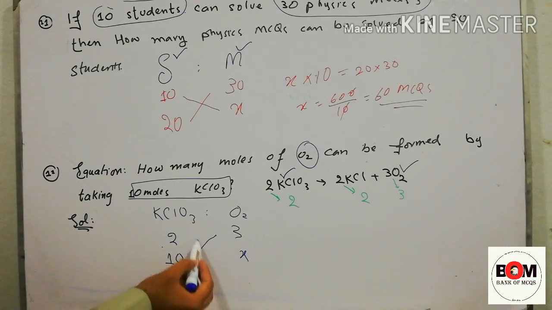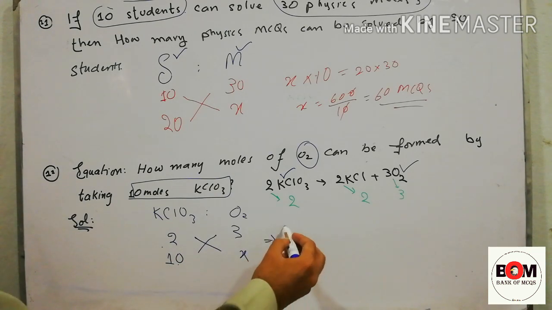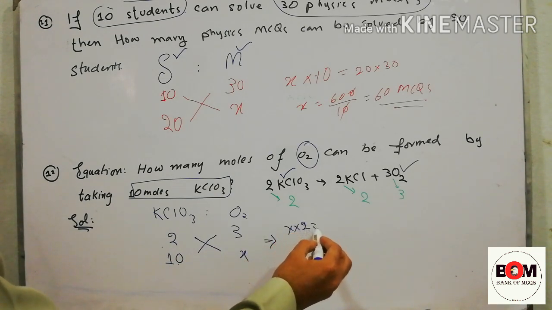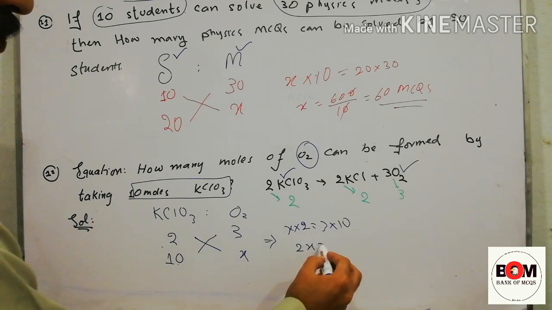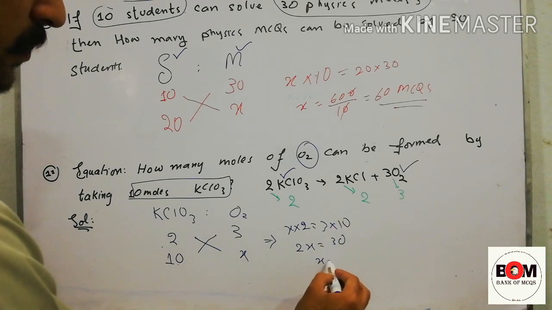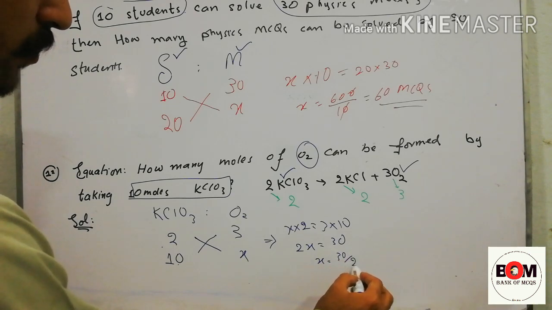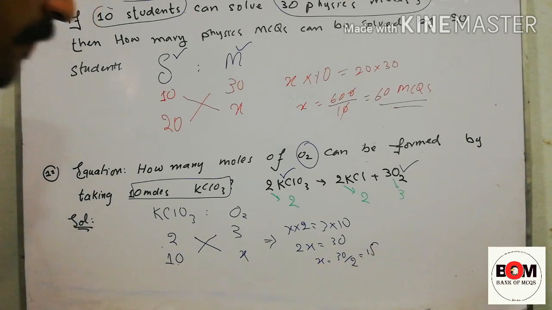Next, simply cross multiply, like X multiplied by 2 equals 3 multiplied by 10, or 2X is equal to 30, or X is equal to 30 by 2, or 15. So we will solve more MCQs in this way, so you can learn the same way.